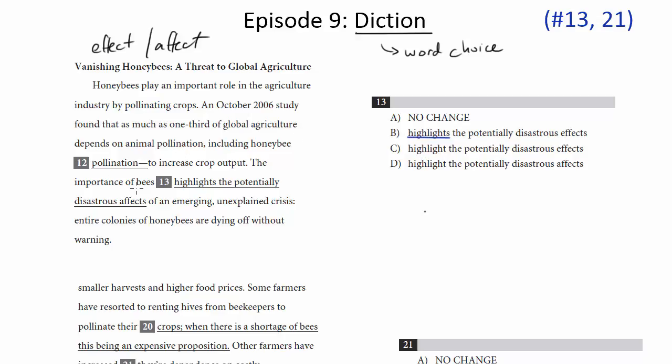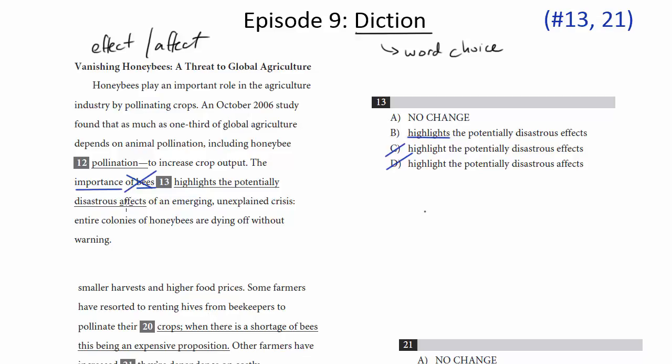Well, if you look at the Bs and say, oh, isn't it the Bs highlight? Isn't it supposed to be plural? That would be a mistake because this is not the subject of the sentence. The subject of the sentence is the importance, right? It's the importance of bees that highlights the effects. So in this case, we actually want the singular form, so we can get rid of C and D and go with highlights in A and B.